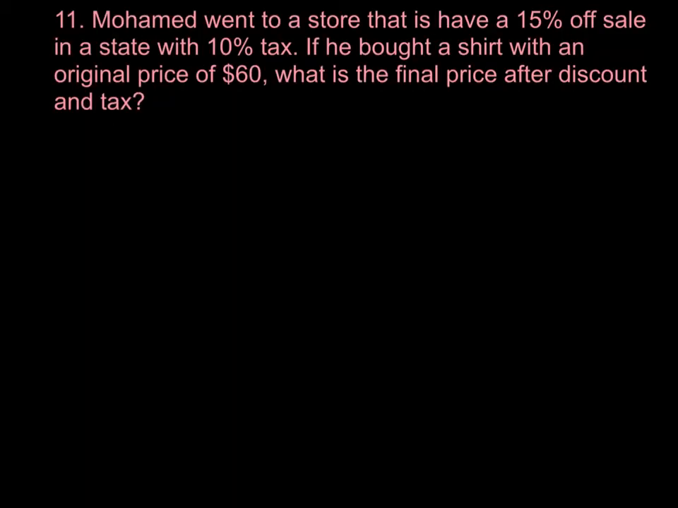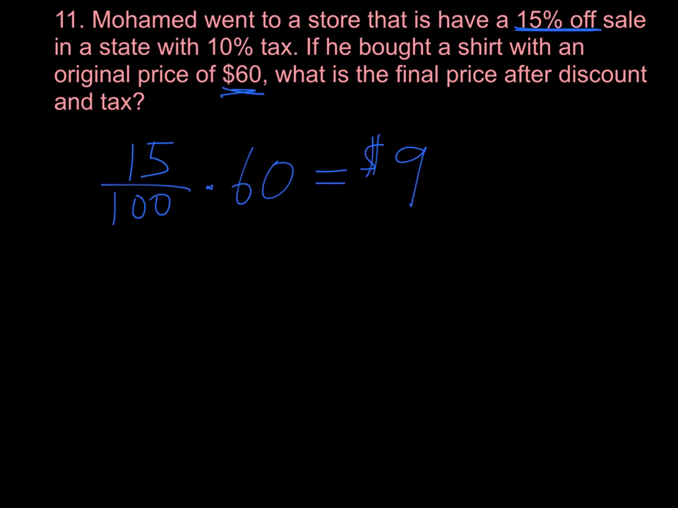Question 11 asks you to combine the two. Mohamed went to a store that is having a 15% off sale in a state with 10% tax. If he bought a shirt with a price of $60, what is the final price after discount and tax? Well, first we're going to take 15% off for the discount. I take 15% times the original price of $60. That gives me $9. That is the amount he's going to save at the store. If he's saving it, then we have to subtract it from 60 to get the sale price.